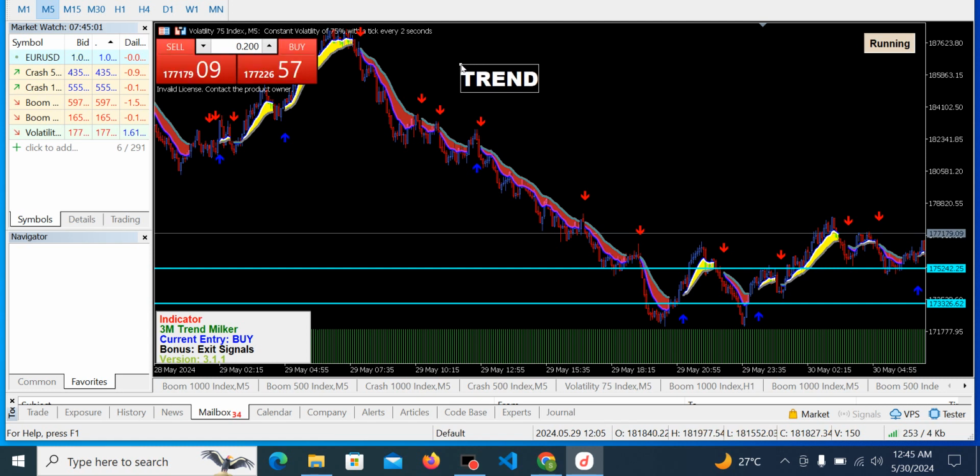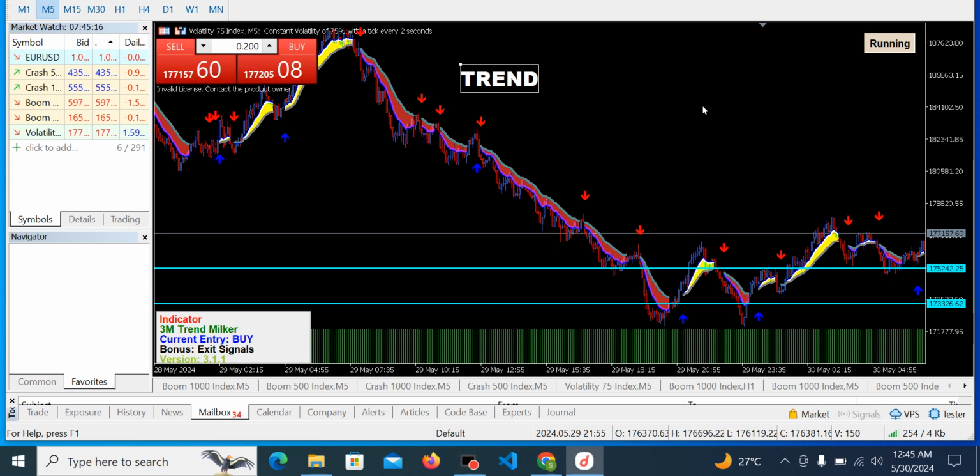The next thing you should know is your support and resistance zone. Your support and resistance zone will guide you on when to go into a trade and when to exit a trade. This is very important. Now let's see how we can put all these into use.